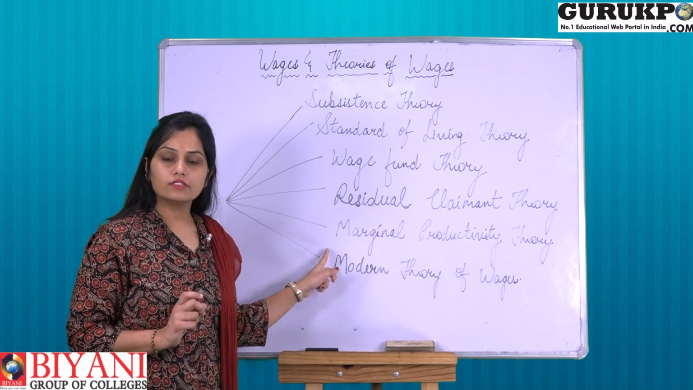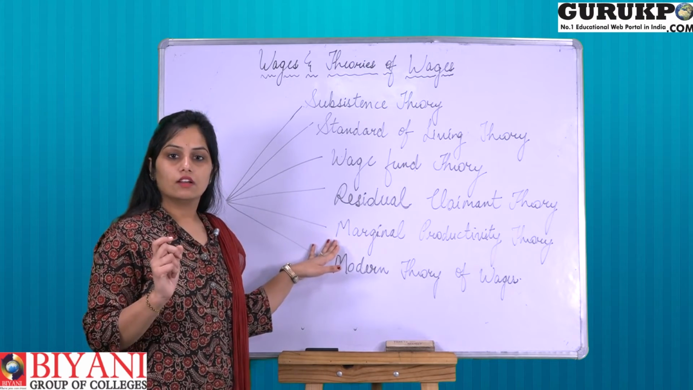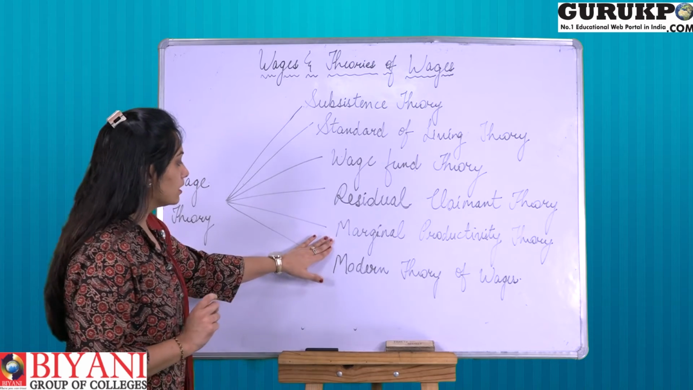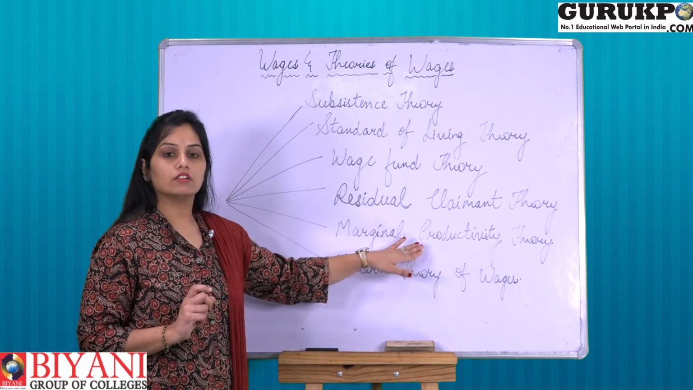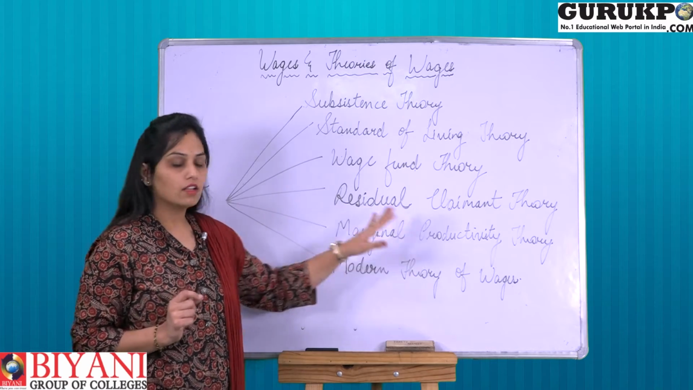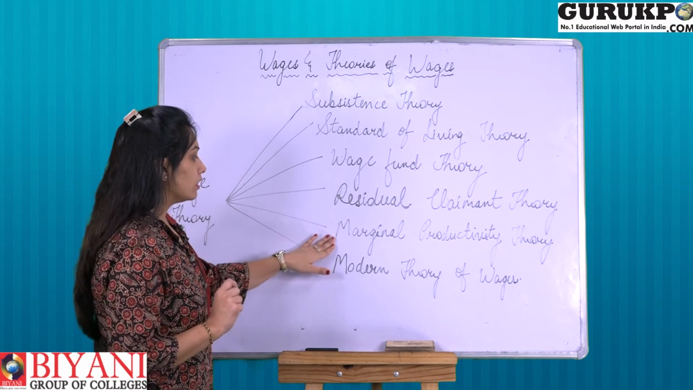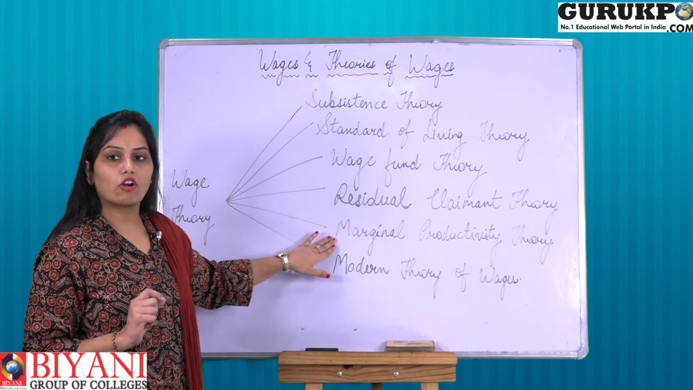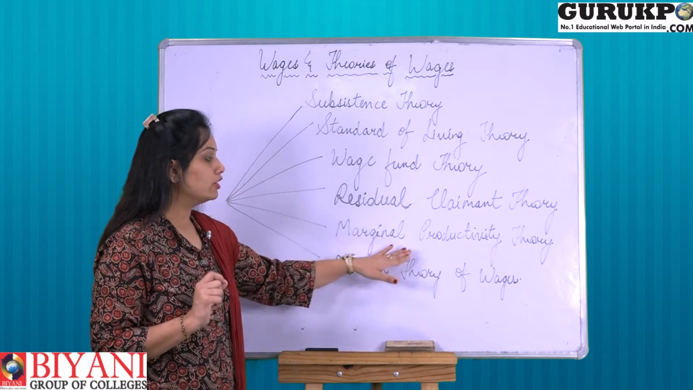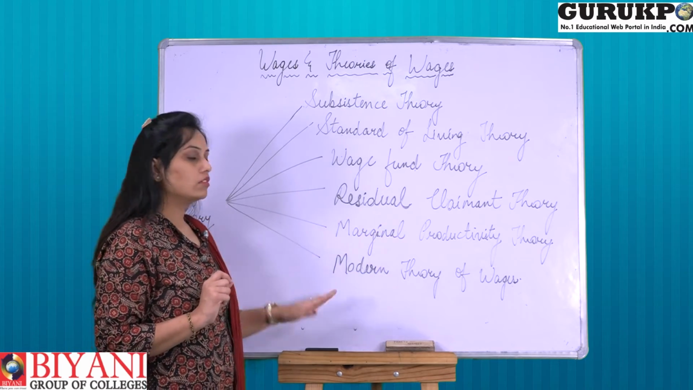So, according to this theory, the amount paid to the employee is in terms of the marginal productivity, on the basis of the efficiency of that particular employee who is added. The wages are paid according to the marginal productivity of each and every employee. And the last is the modern theory of wages.